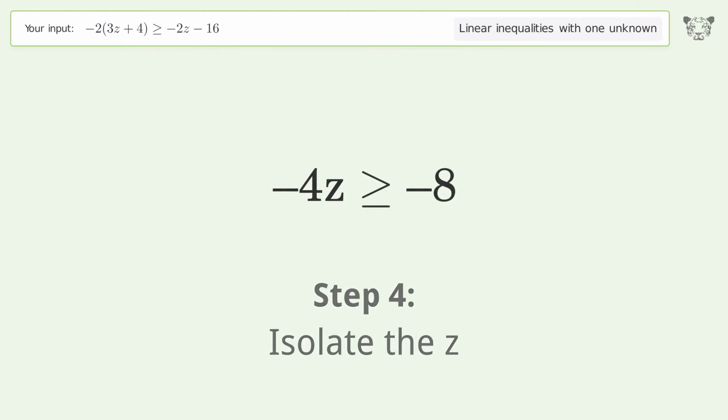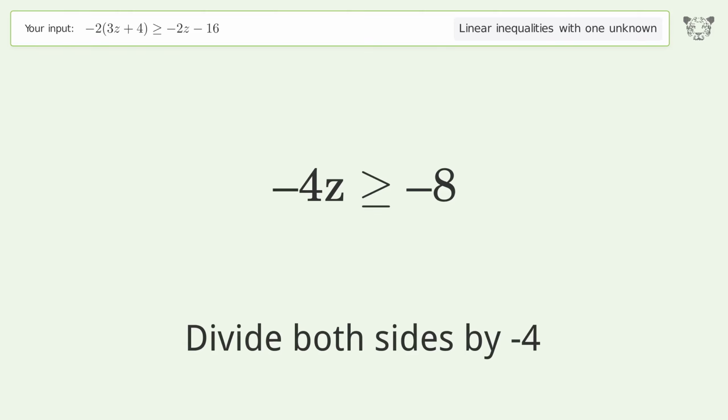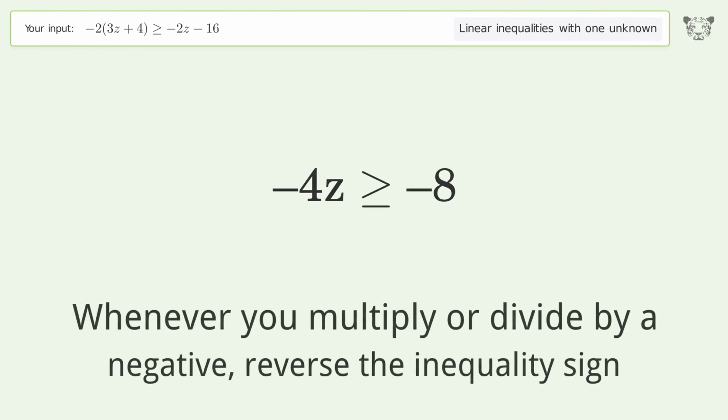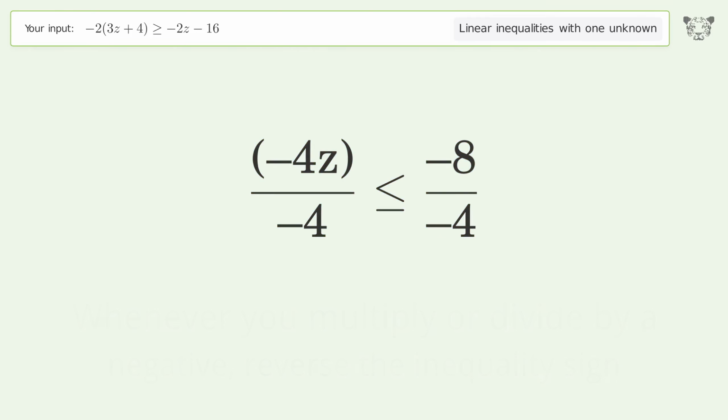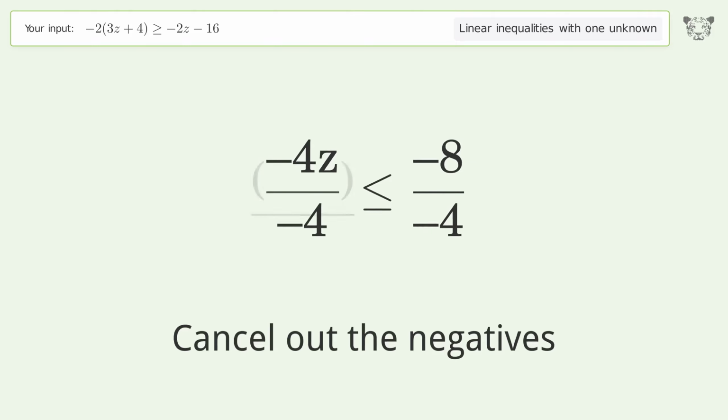Isolate the z. Divide both sides by -4. Whenever you multiply or divide by a negative, reverse the inequality sign. Cancel out the negatives.